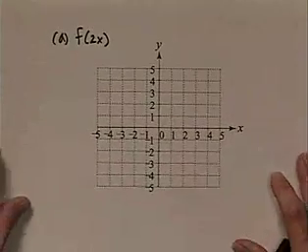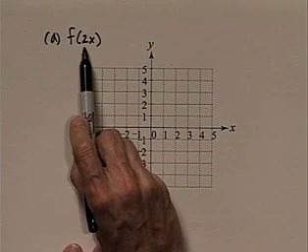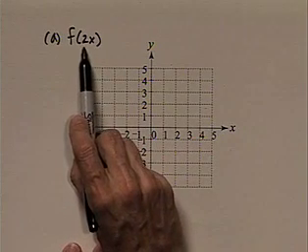Well, let's see how you did. We have this function that we're going to work on. First of all, we want to sketch the graph of f of 2x. This is a horizontal shrink by a factor of 1/2.